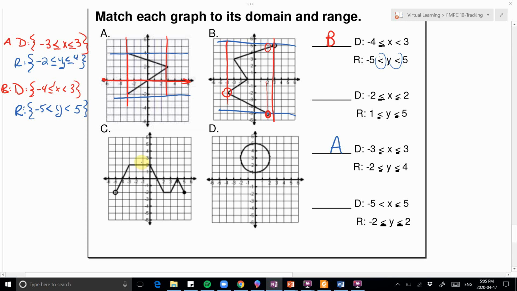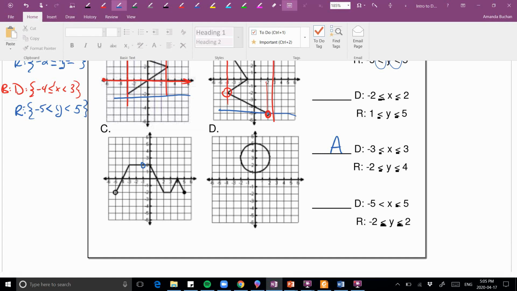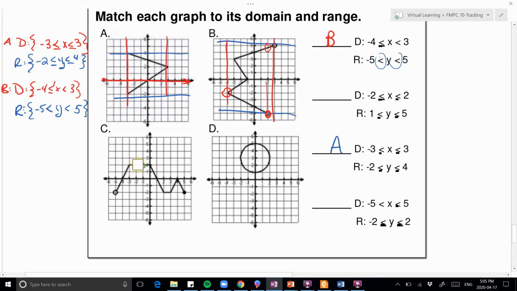I just want to add an open circle here just to show you guys something. So let's pretend that that's an open circle. Actually, here, I'll even make it black.